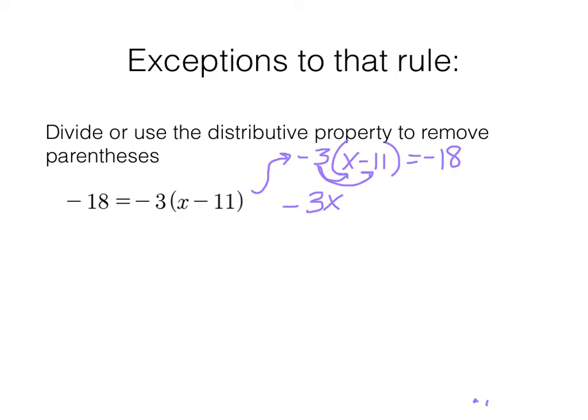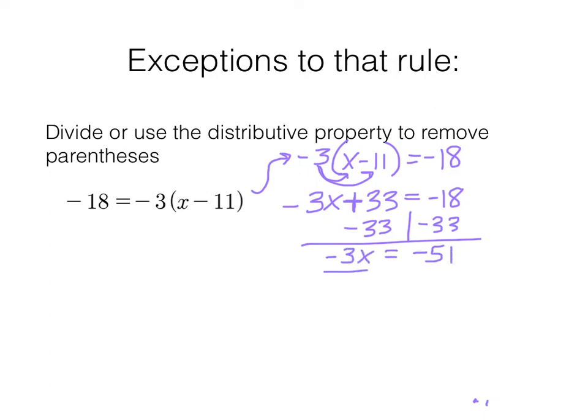Negative 3 times negative 11 plus 33. Or if we thought about the way we talked about in class, minus a negative 33. All right, now it's a 2-step equation, so I'm going to do my addition or subtraction first by subtracting 33, giving me negative 51 equals negative 3x. And then I'm going to get rid of my multiplication by dividing. X equals, all right, negative divided by negative, so I know my answer is positive.